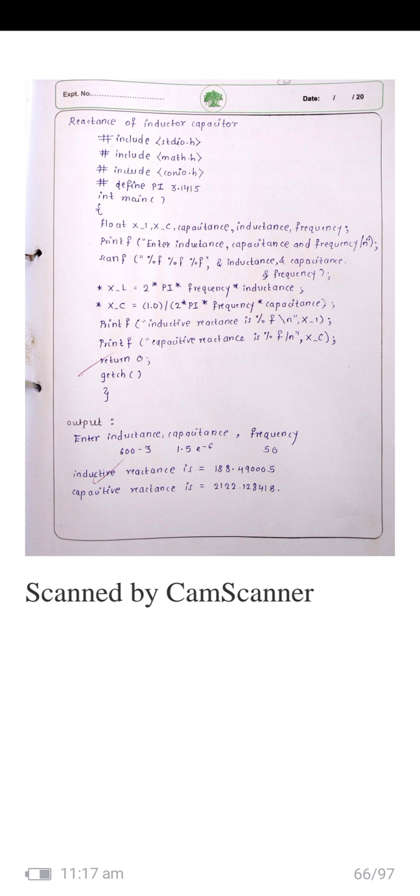This is the programming for capacitive reactance and inductive reactance. Now save this program, compile, check the errors and run it. The output is displayed on the desktop of the computer. Then enter the inductance, capacitance and the frequency, three values. Then the inductive reactance and the capacitive reactance are displayed directly. This is the program for inductive reactance and capacitive reactance.